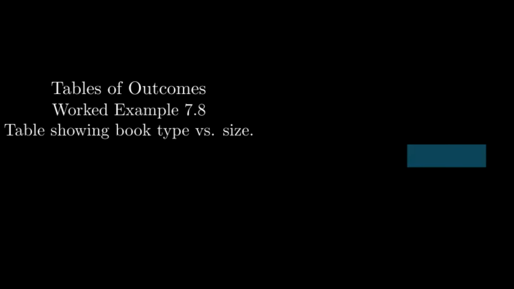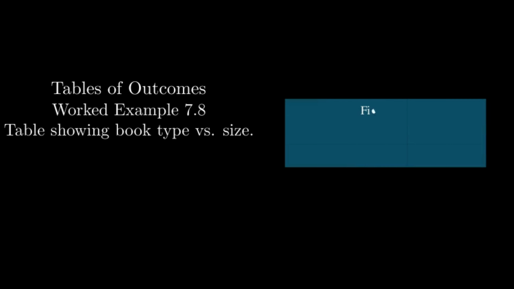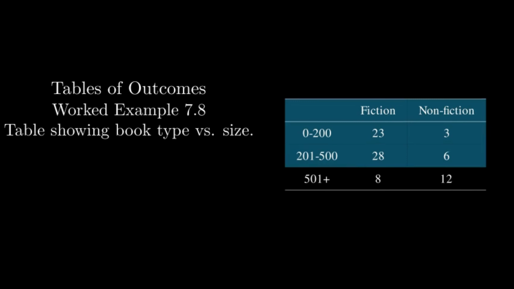Similar to sample space diagrams, we can use tables of outcomes to organize data from a survey or experiment. When information is given in a table, it's often a good idea to start by finding the totals for each row and column. Let's look at this example. We have a table showing the interaction between the type of book, fiction or nonfiction, and its size, number of pages, in a random sample of library books.